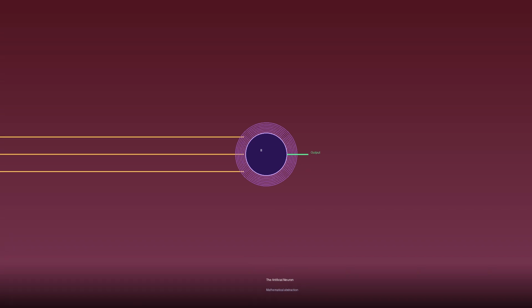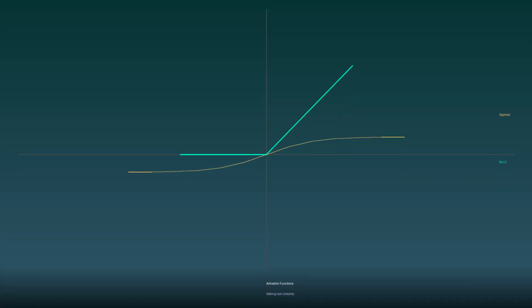Without activation functions, networks would be linear and unable to learn complex patterns. ReLU outputs 0 for negatives and passes positives through. Sigmoid squashes values between 0 and 1. These functions let networks model intricate relationships.